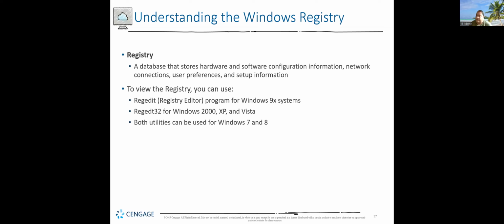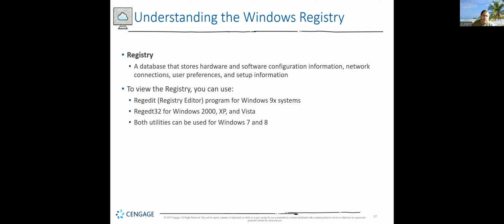So the registry. What is the registry? A database that stores hardware and software configuration information, network connections, user preferences, and setup information. To view the registry, you can use regedit, which has been built into Windows since like 95 up. So you still have it to this day. Regedt32 is for Windows 2000, XP, and Vista. Both utilities can be used for Windows 7 and 8.